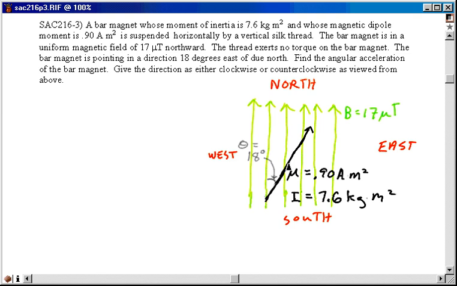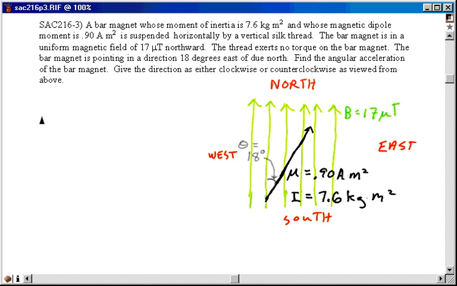The silk thread exerts no torque on the bar magnet. They give us this orientation, 18 degrees with respect to the magnetic field, the orientation of the bar magnet, and they want us to find the angular acceleration of the bar magnet. The concept is you put a bar magnet in a magnetic field, and the magnetic field exerts a torque on the bar magnet, which tends to cause the magnet to spin around so that it lines up with the magnetic field, points in the same direction as the magnetic field. So in this case, as viewed from above, we're going to get a counterclockwise torque exerted on this bar magnet.